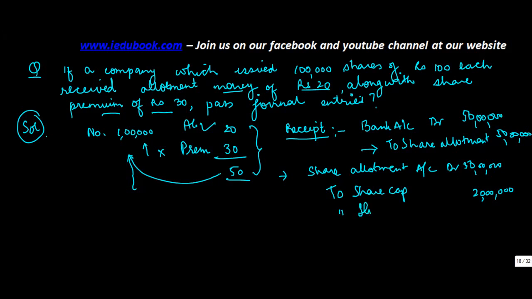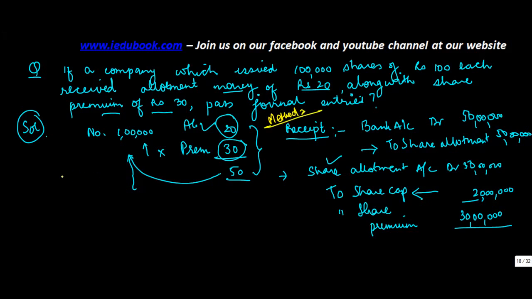And share premium. Whatever you've received at the time of allotment, 20 lakh is towards share capital, the nominal value of the shares that you have received. And 30, which is towards the premium, will go to the share premium account. So this is basically method one.